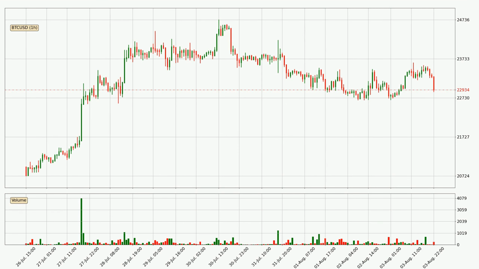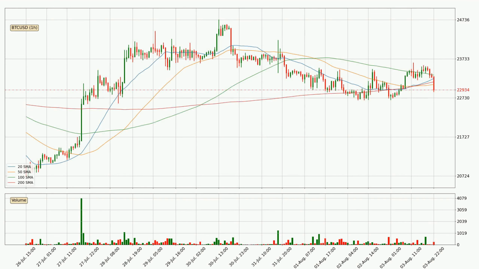By taking a closer look at the hourly time frame for Bitcoin, the price went down only slightly by about 0.4% in the last 24 hours and has a current price of $22,934.